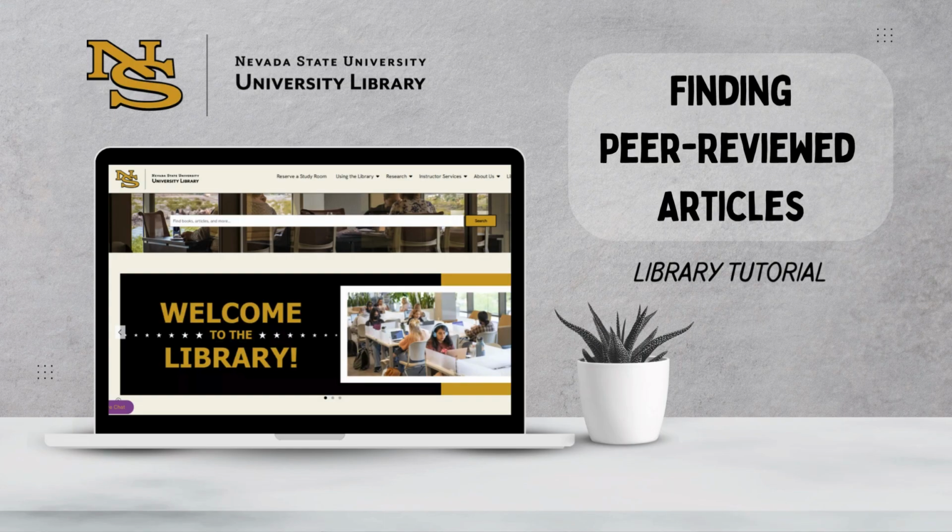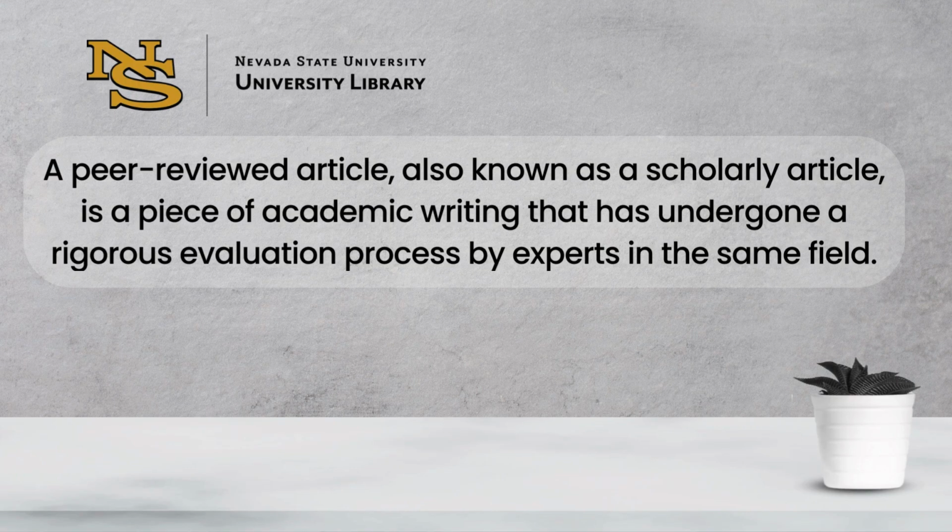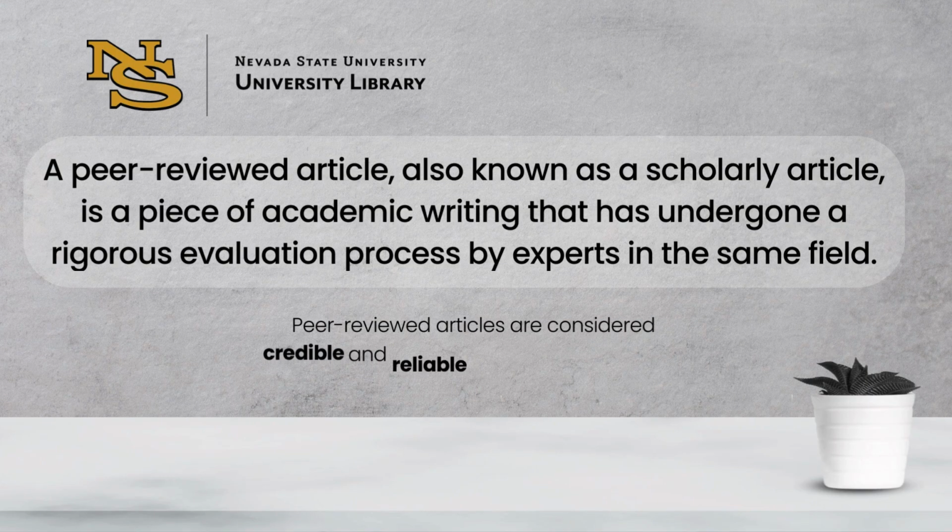In this video, you will learn how to identify and search for a peer-reviewed article. A peer-reviewed article, also known as a scholarly article, is a piece of academic writing that has undergone a rigorous evaluation process by experts in the same field. Peer-reviewed articles are considered credible and reliable sources of information.